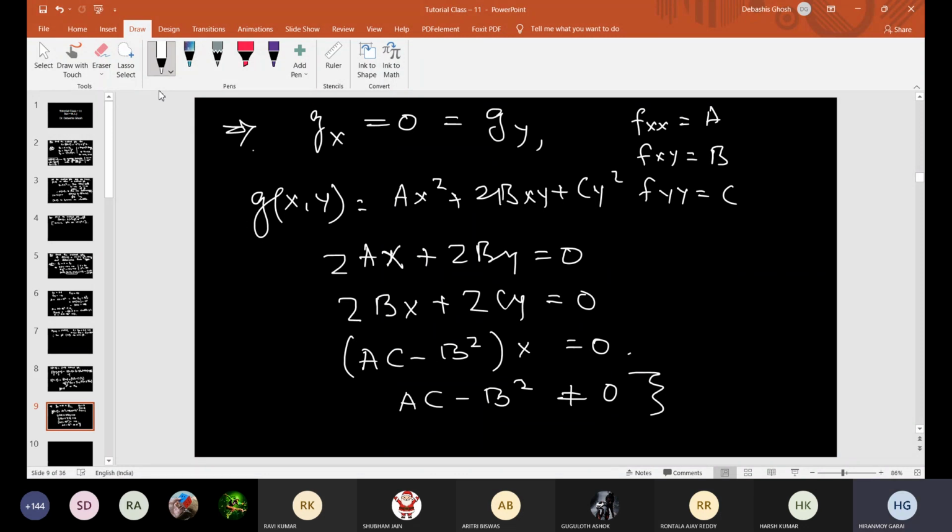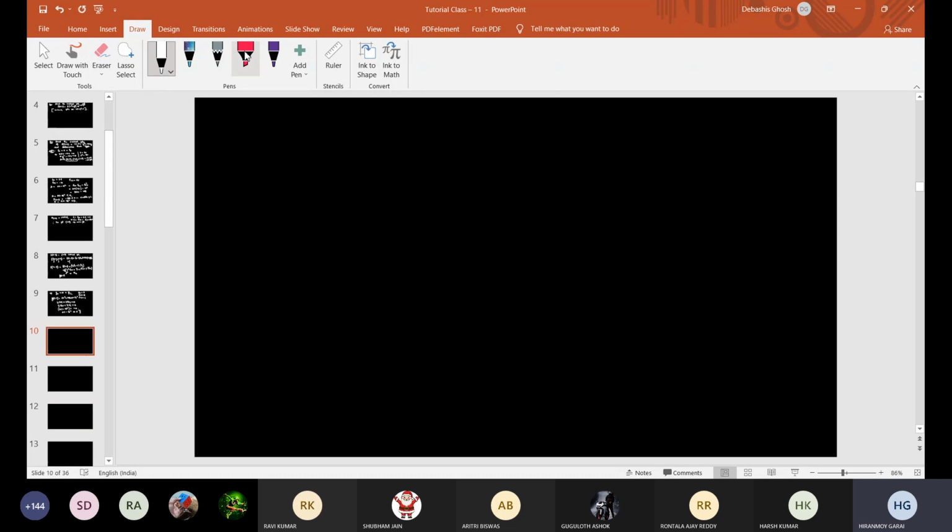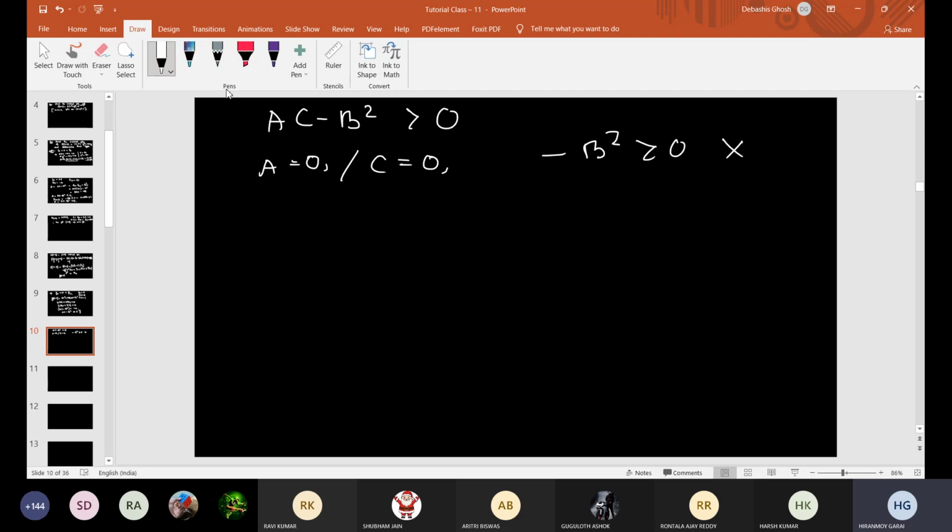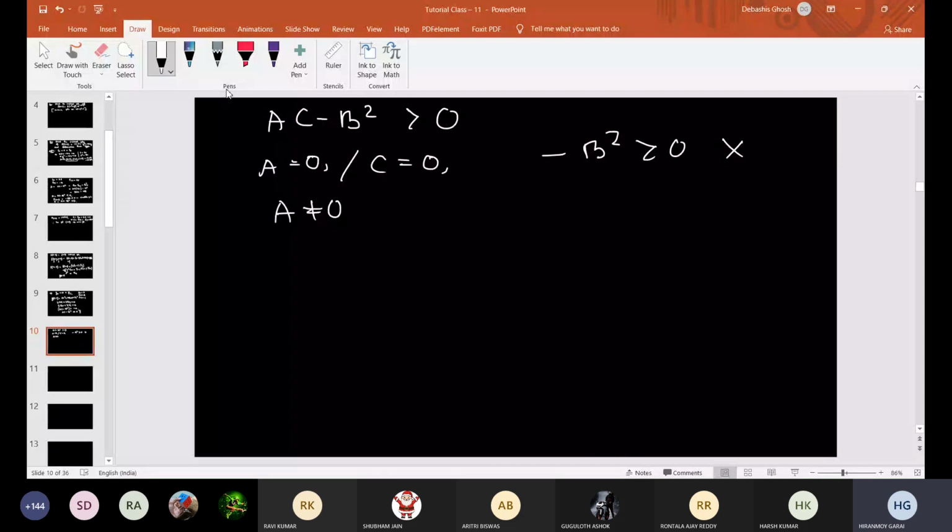Okay, so that is your positive or negative. Depending on the nature of ac minus b square, ac minus b square is positive. Now again, what comes up is the values of a and c. If someone says that a equals 0, or that c equals 0, then this case will not be considered here, because we would get minus b square, which comes out to be positive, and that is not possible.